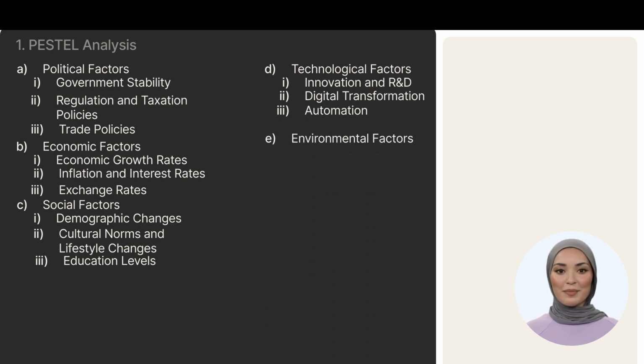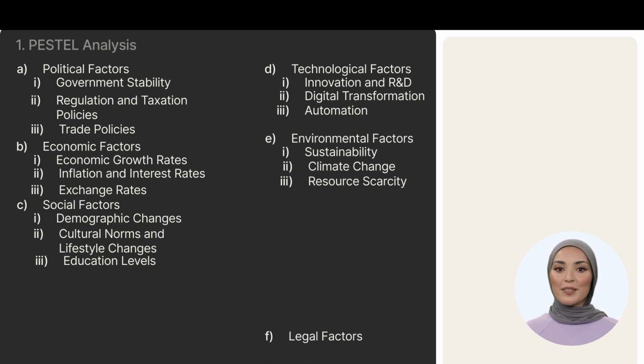Environmental factors. Sustainability. Businesses are increasingly required to adopt sustainable practices to reduce their environmental impact. Climate change. Climate-related risks and regulations impact operational risks and resource availability. Resource scarcity. Scarcity of natural resources affects production and supply chain strategies.